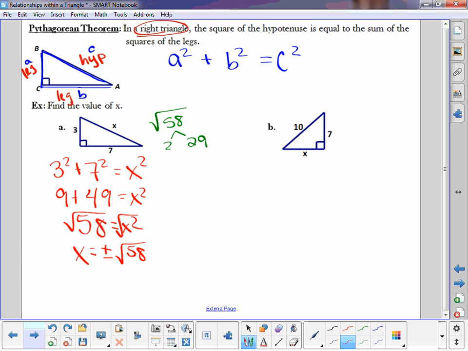Now can I have both the positive and negative in this situation? No. x is talking about a length. I can't have a negative length. So my answer is just the positive root 58. Again, because it's just simply x, I cannot have that negative value. Questions with that one? Alright, go ahead and do B real quick for me.